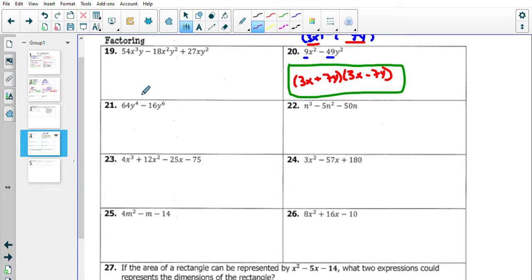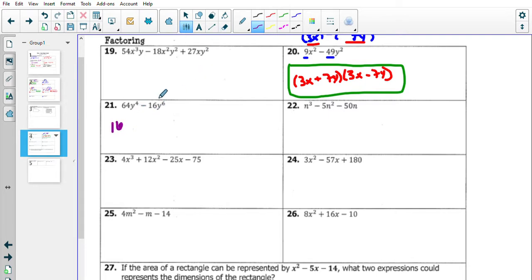Let's take a look here at number 21. Same type of deal. I need to look for a GCF. Well, I look at 64 and 16. And I think, okay, well, they're both even, so I can divide them at least by 2. But remember, you always want to check to see, is the smaller number a GCF? Can I divide 64 by 16? And the answer is yes, I can. It's 16 times 4. So I have a 16 out in front.